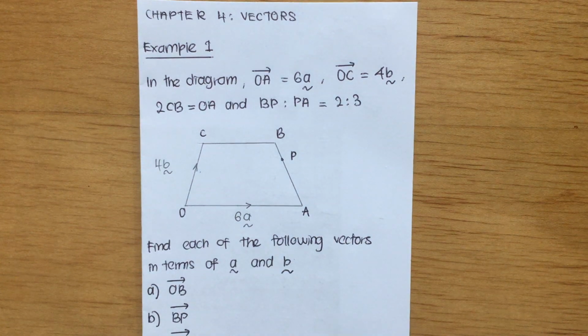Now I'll be discussing Form 5 Additional Mathematics Chapter 4 Vectors Example 1.